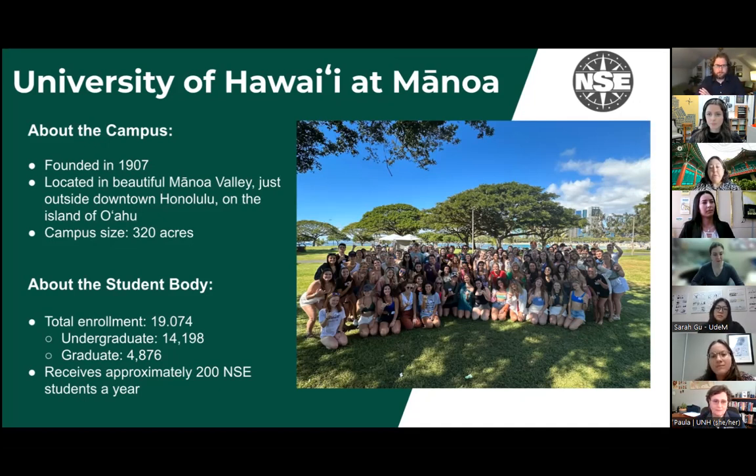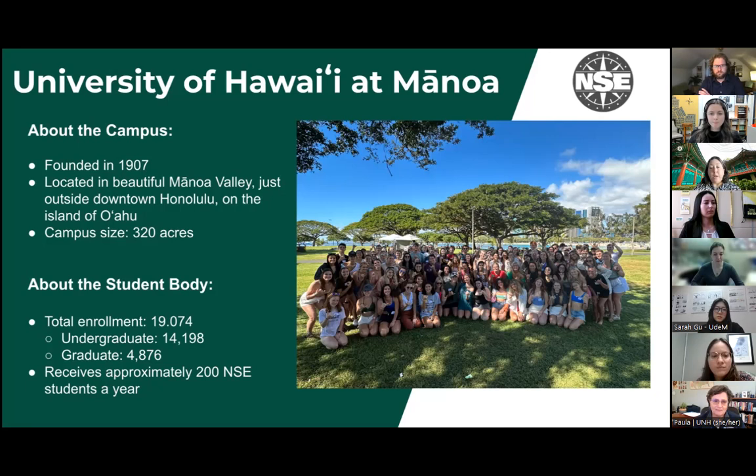We have a very beautiful campus. It's about 320 acres. And a little bit about our student body. It's very diverse. Our total enrollment is just over 19,000. The majority of those are undergraduates, a little over 14,000, and we have close to 5,000 graduate students.